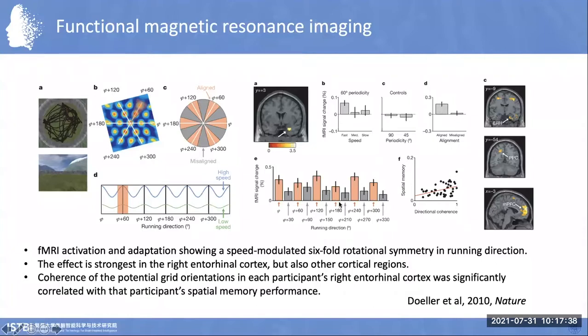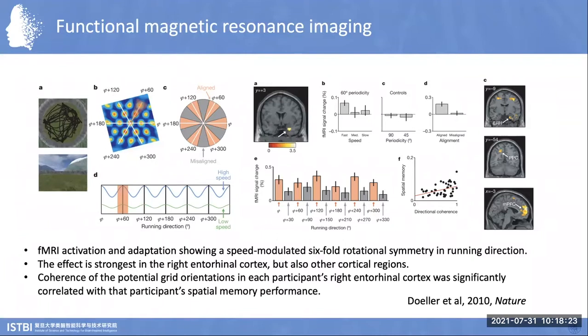The interesting bit here was that in addition to the entorhinal cortex, when they did a whole brain analysis, there were some other regions, such as the medial prefrontal cortex and the posterior parietal cortex, that also showed greater activity, and also this six-fold symmetry. Moreover, the coherence of the potential grid orientations in each participant's right entorhinal cortex was significantly correlated with that participant's spatial memory performance. So in general, they were the first to open up this new area in which we can identify grid-like representations using fMRI technology in humans.